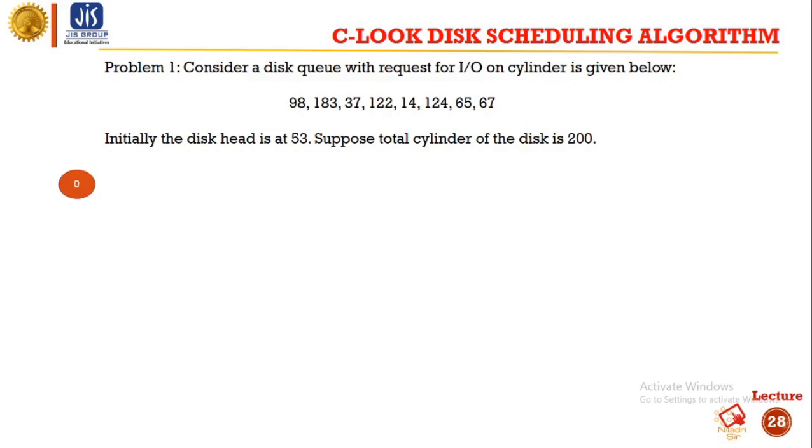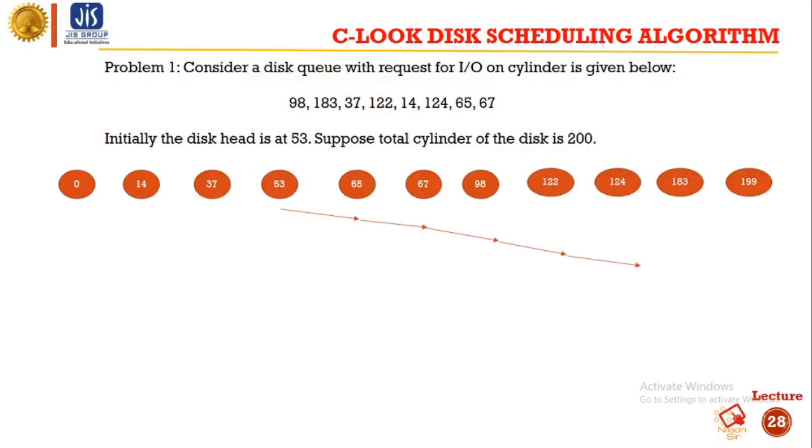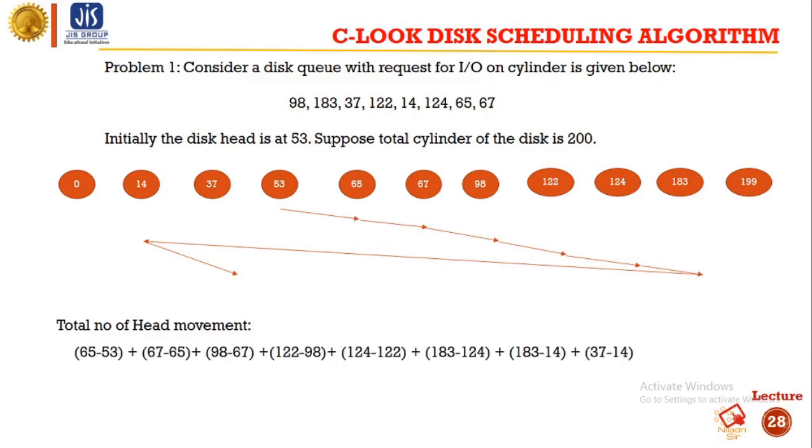Okay, so now we'll find out the total head movements. Okay, so this is the pictorial representation of head movements. Okay, so the total head movement is this one. From 53 we have moved to 65, so the head movement is 65 minus 53. From 65 we have moved to 67, so the head movement is 67 minus 65. From 67 we have moved to 98, so the total head movement is 98 minus 67. From 98 we have moved to 122, so the total head movement is 122 minus 98. From 122 we have moved to 124, so the total head movement is 124 minus 122.